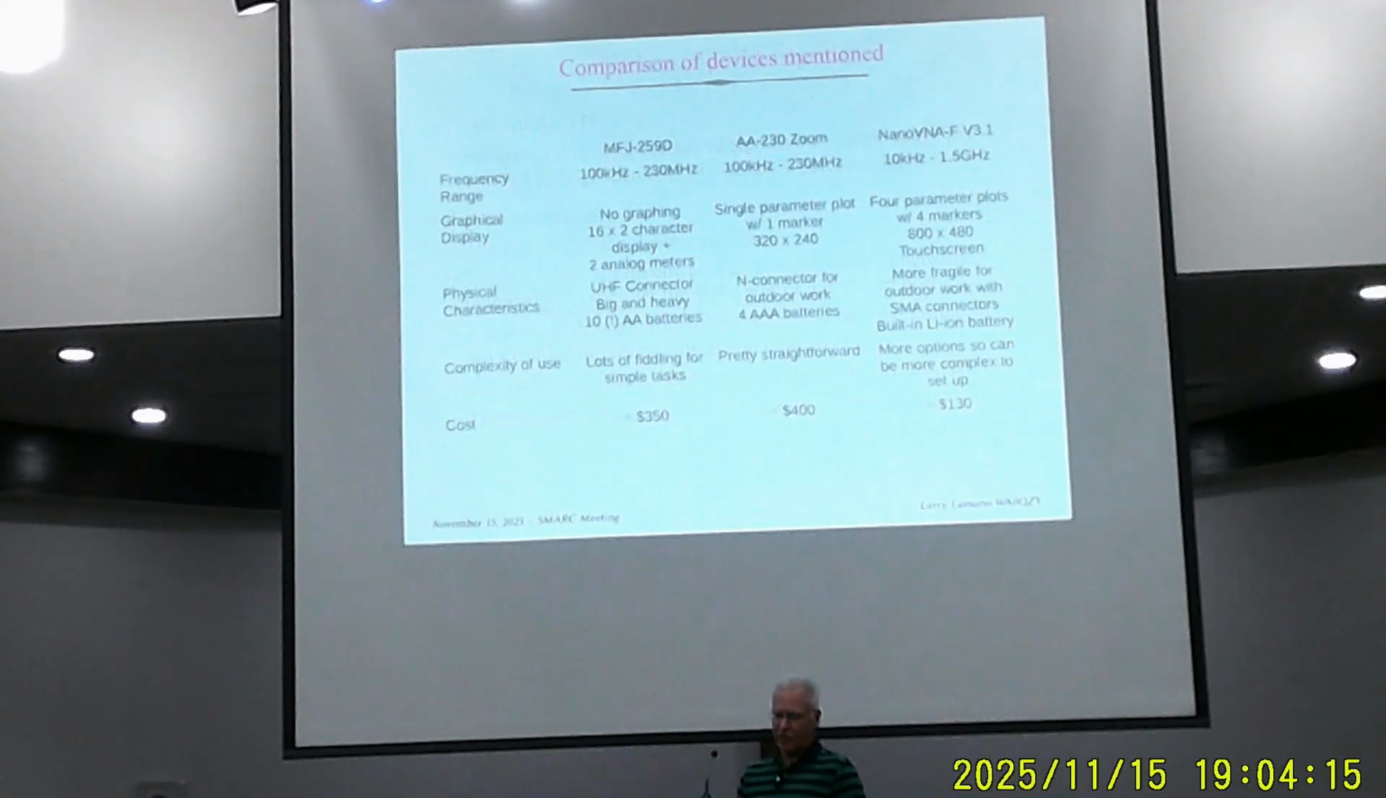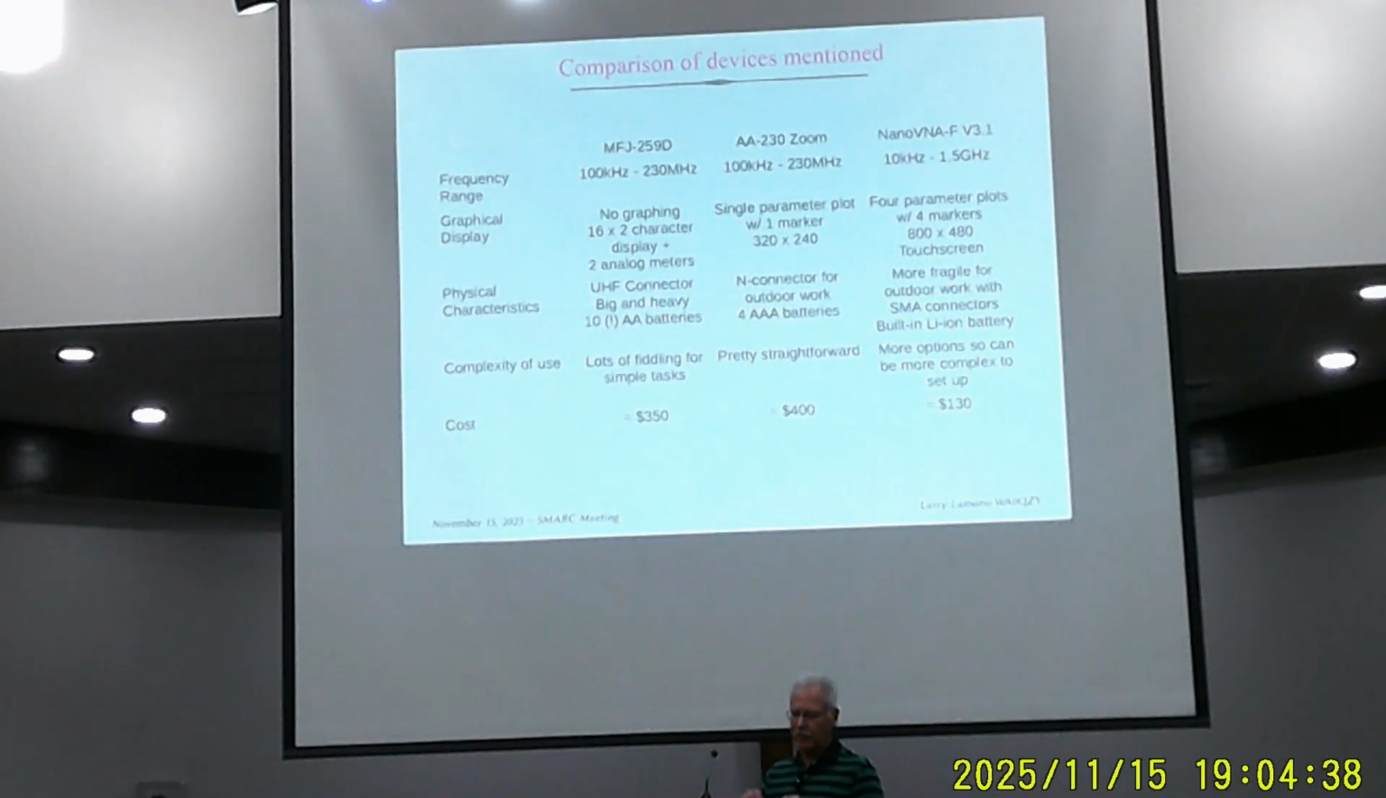This is going to run pretty long, so I'm going to skip through some of this. These are the 3 we just mentioned, none of which are actually in production anymore. This has turned into what's called the DeepVNA now. The MFJ and the AA230 have the same frequency range, up to 230 megahertz. These go to 1.5 gigahertz. The MFJ has no graphing.